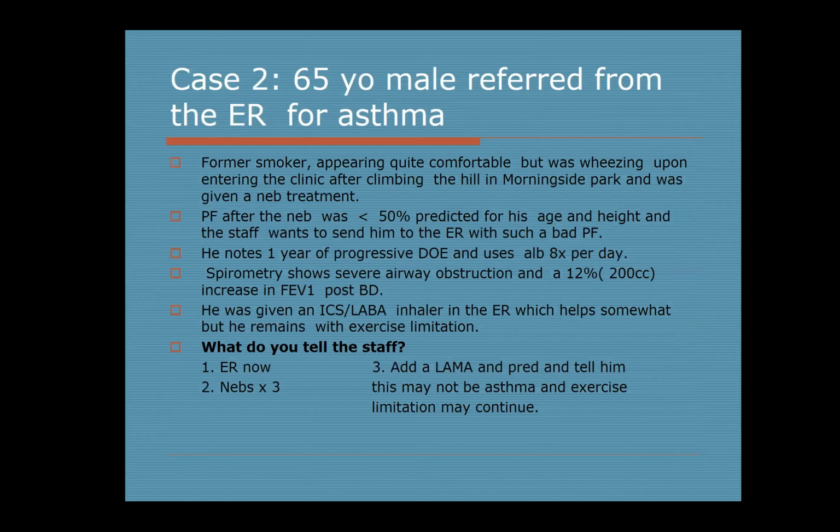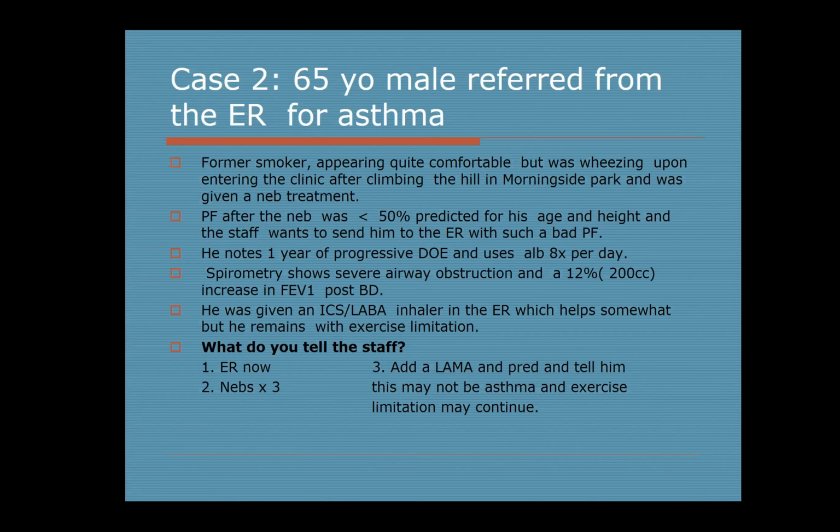Okay, so here, let's just break the drill and look at a case for fun. See what you guys think. A 65-year-old male, referred from the ER, so we don't know what he's got, for asthma. Former smoker, appears quite comfortable, but was wheezing upon entering the clinic after climbing the hill in Morningside Park, and was given a neb treatment by the nurses. The peak flow after the neb treatment was less than 50% of predicted for his age and height, and the staff wants to send him to the ER with such a bad peak flow.